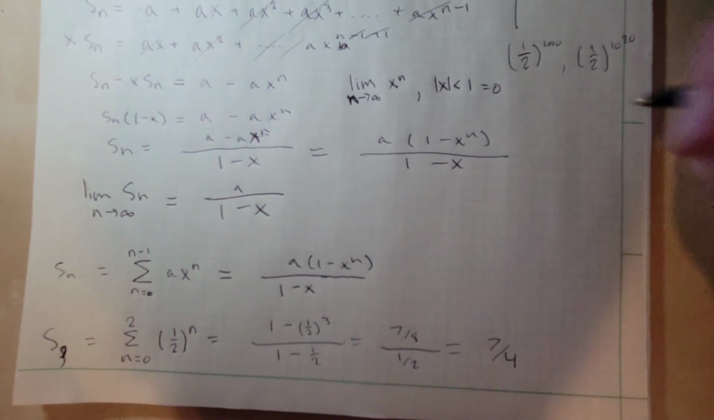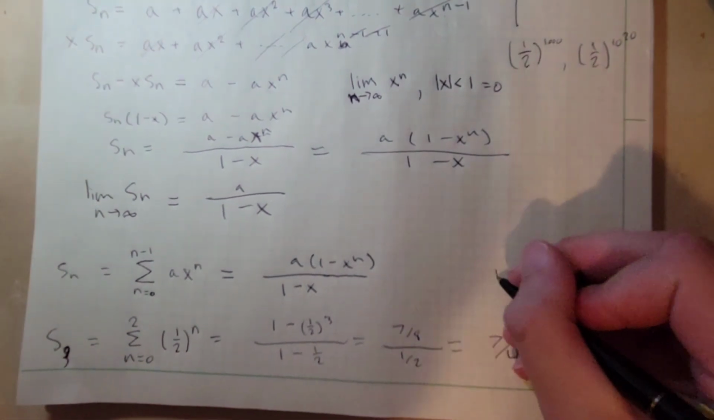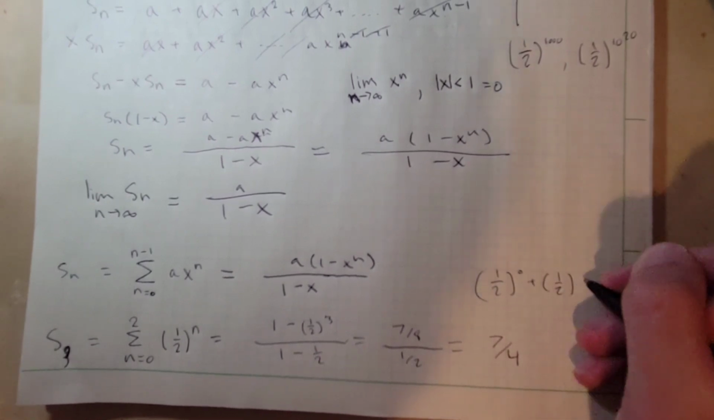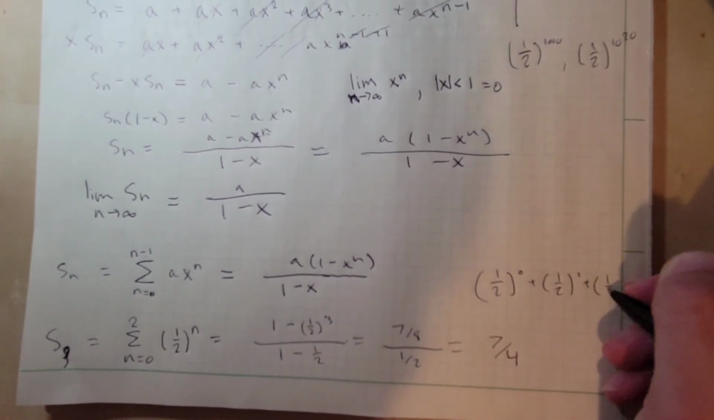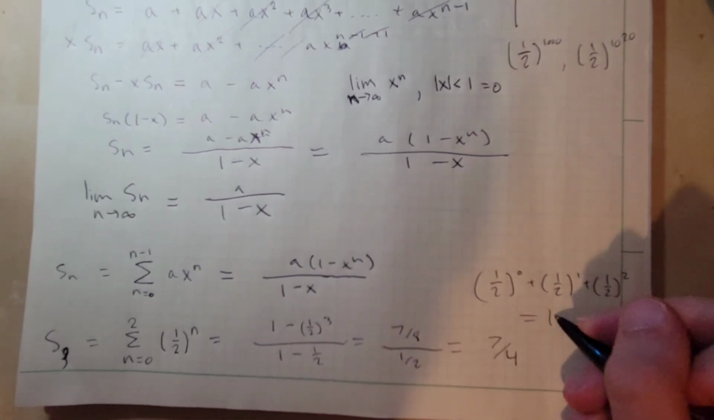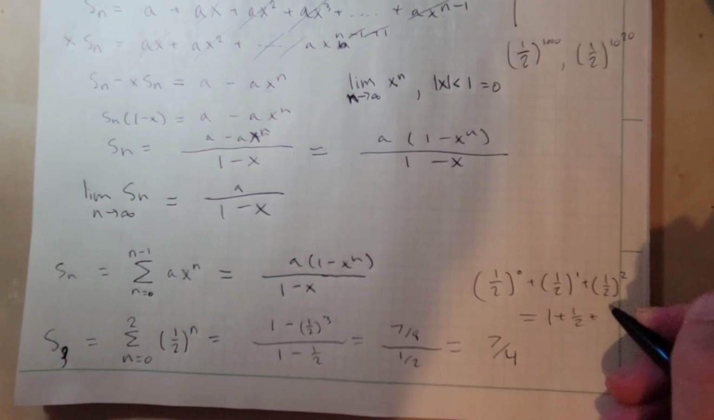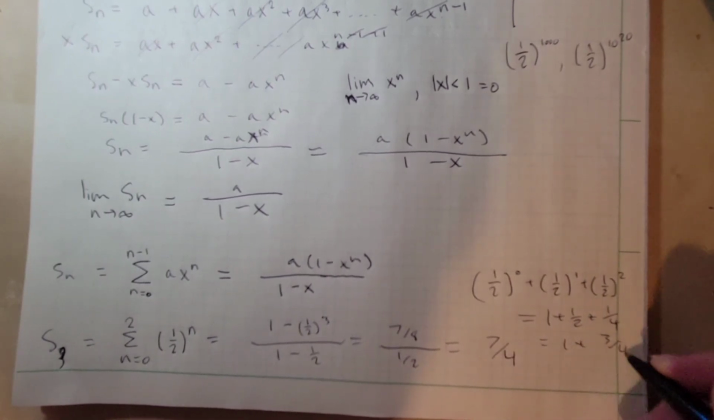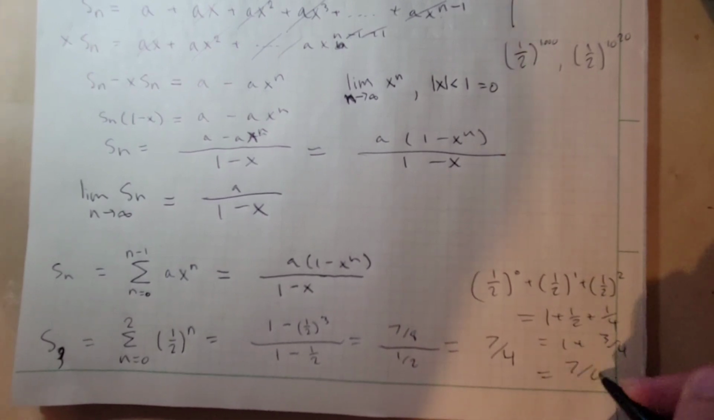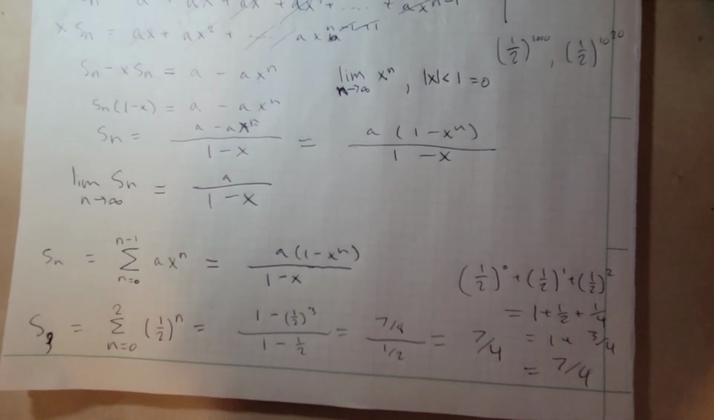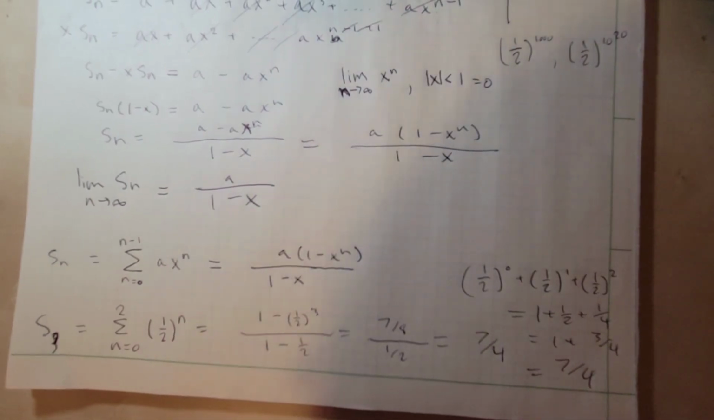Oh, actually this does make sense. I was picking my brain a little bit. So you get 1/2 raised to the power of 0 plus 1/2 raised to the power of 1 plus 1/2 raised to the power of 2, which will equal 1 plus 1/2 plus 1/4, which equals 1 plus 3/4, which equals 7/4. Okay, so that's geometric sums.